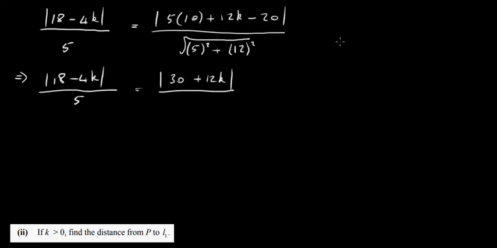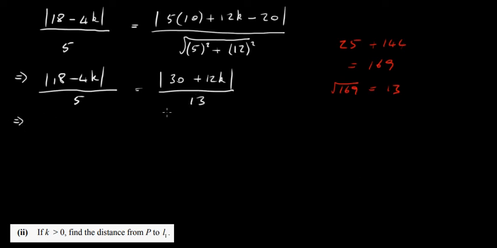Now on the bottom here, let me just do it separately. Within the square root symbol we've got 5 squared, 25, and then we've got 12 squared, which is 144. Add those two, you get 169. Now we've got to get the square root of 169. The square root of 169 is just 13. So I know I can put 13 here.